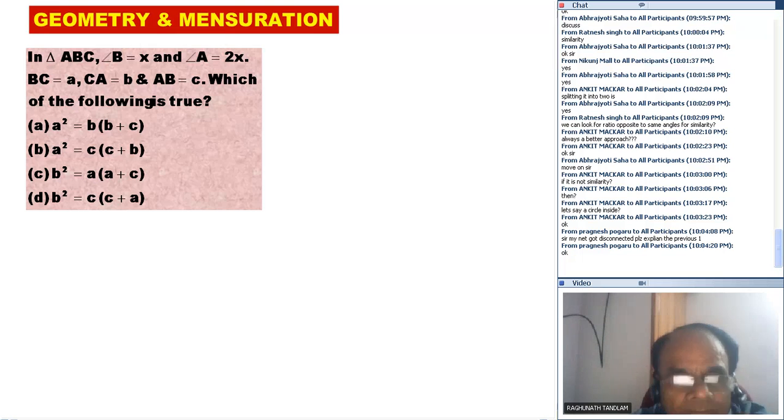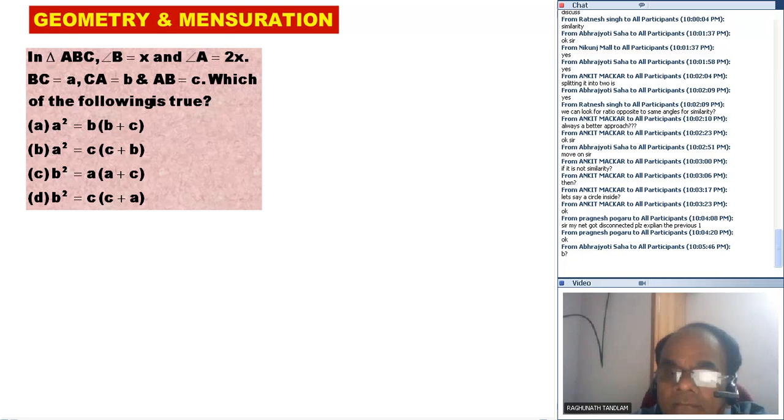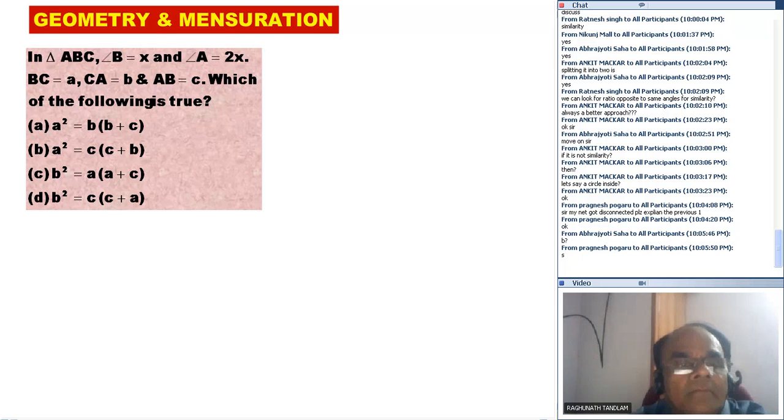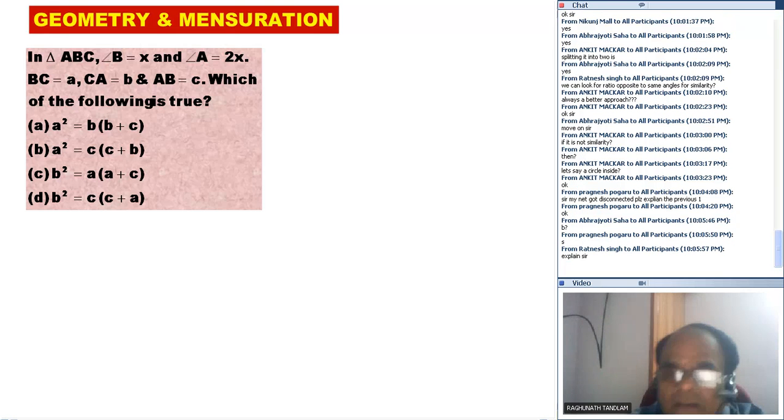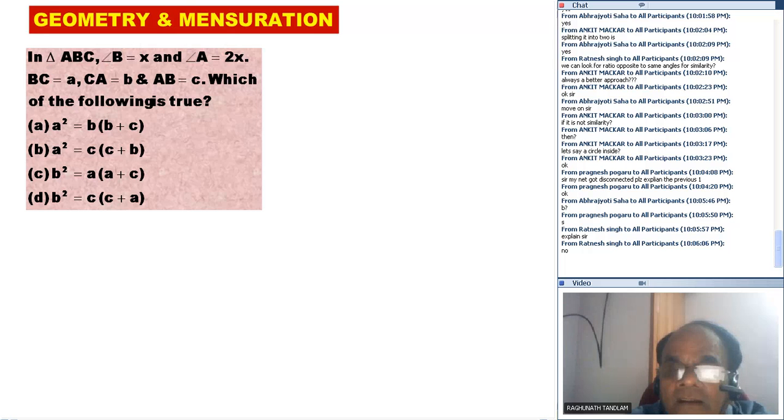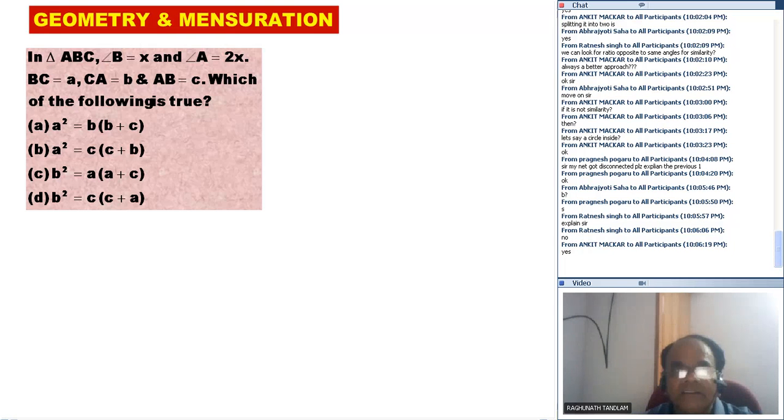All of you hear me? Now, it takes time. And is there a choice which says cannot be determined? Is there a choice which says none of this? It doesn't say none of this or cannot be determined. So it should be true for any triangle. It should be true for any value of x. Take x as 30. What happens to it?